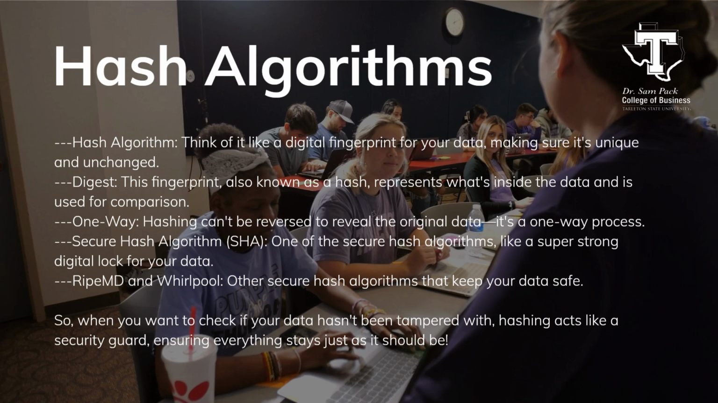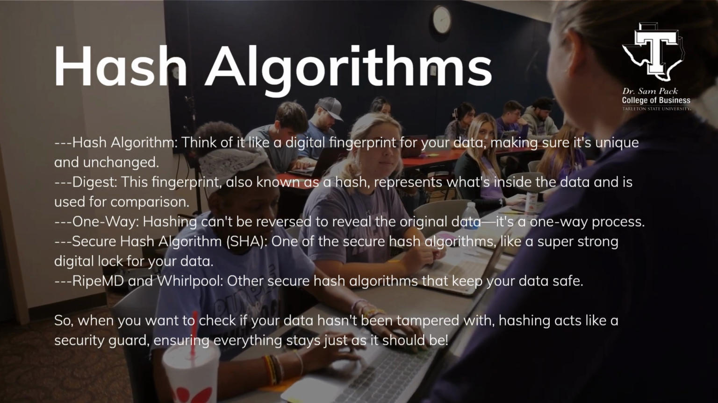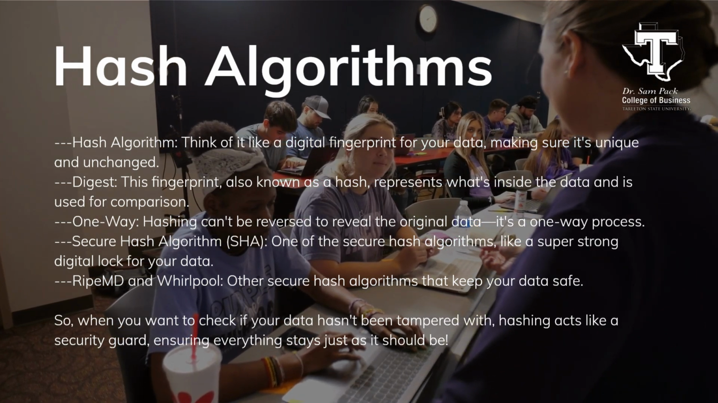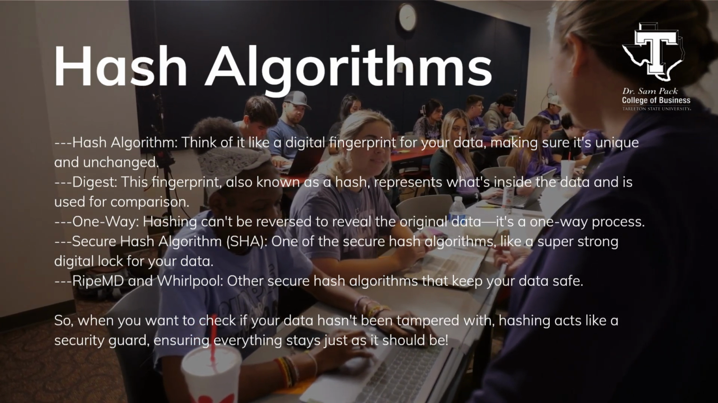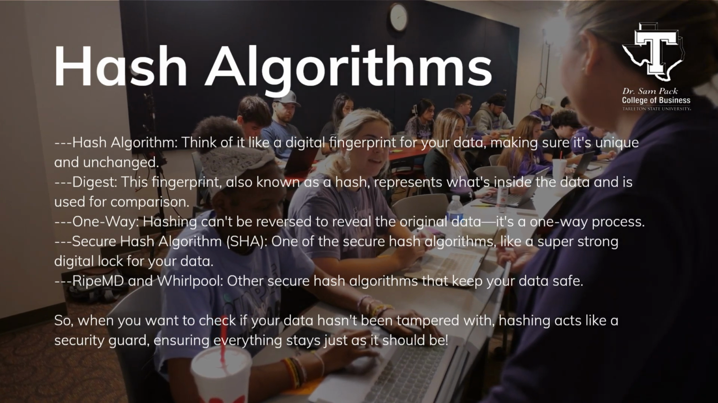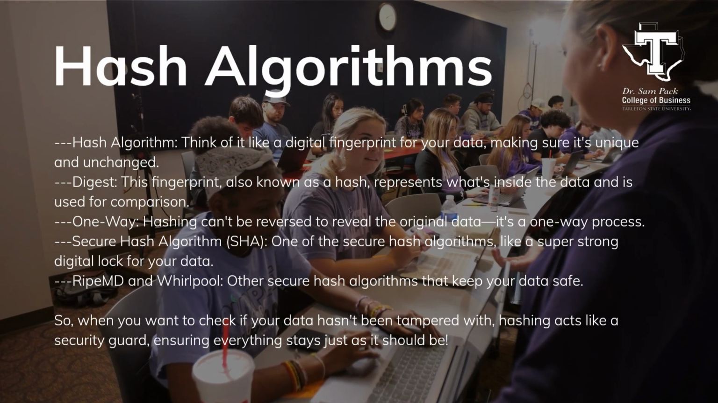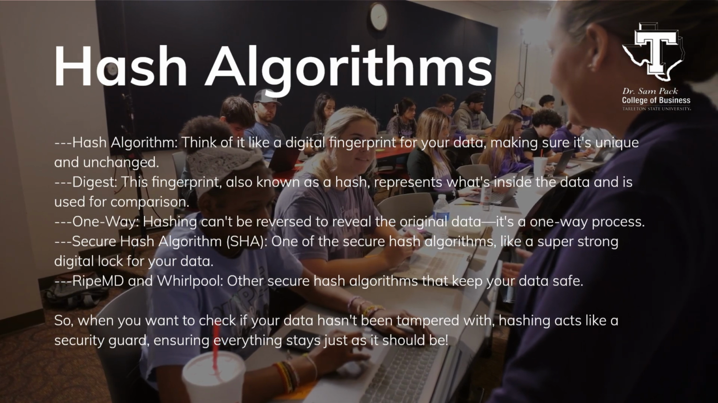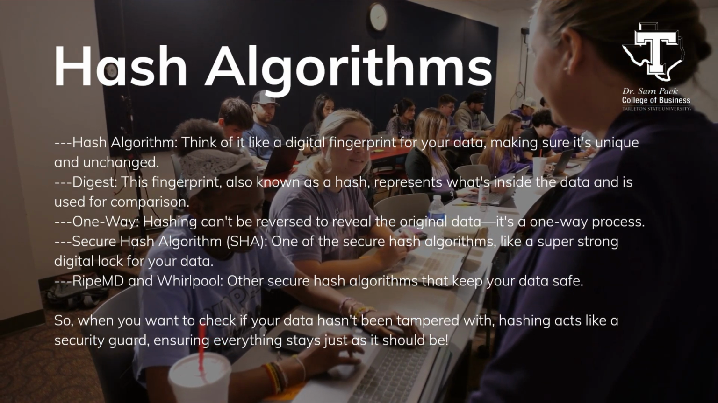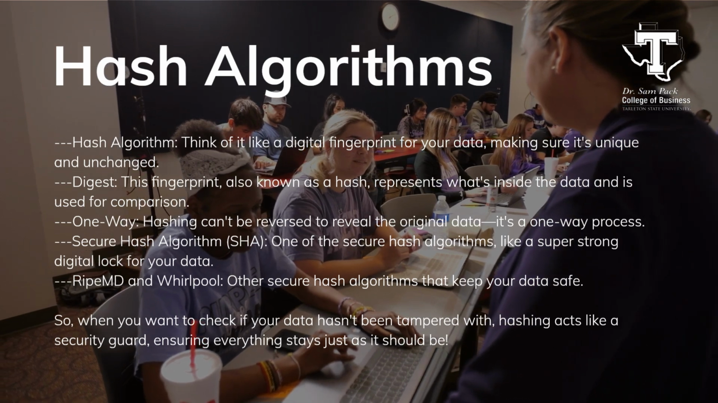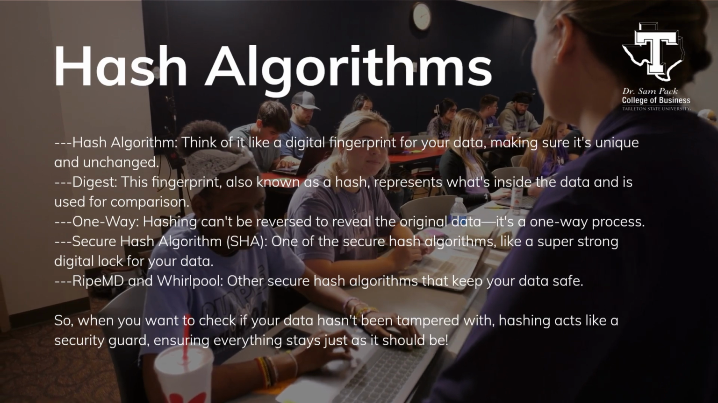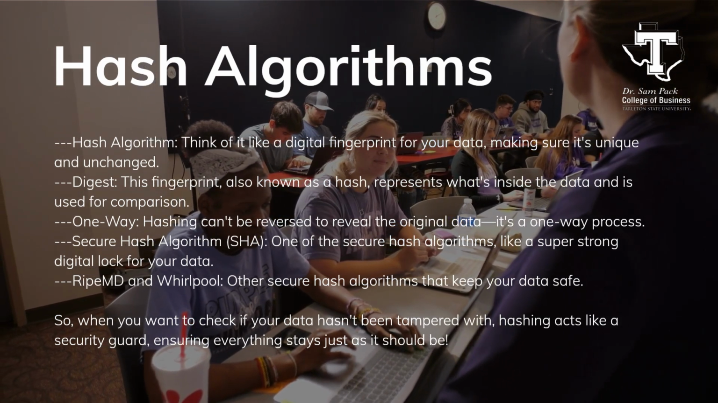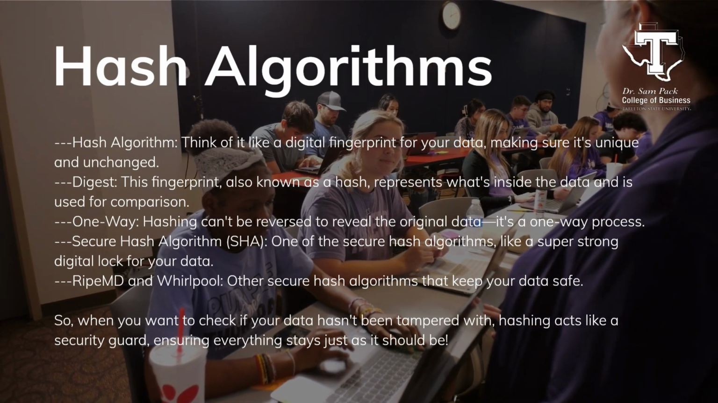Think of a hash algorithm as a digital fingerprint for your data. It's like a unique stamp that ensures your data is unchanged and genuine. Now, this fingerprint, also known as a digest, represents what's inside your data and helps us compare it to make sure everything's in order. But here's the cool part. Hashing is a one-way process. Once your data is hashed, you can't reverse it to see the original. It's like a one-way street.